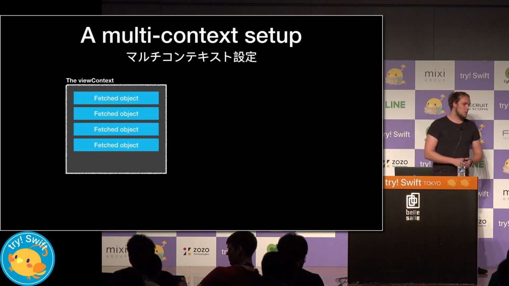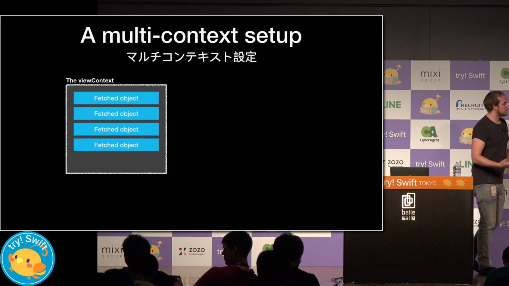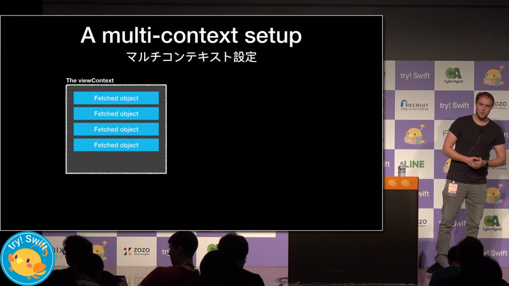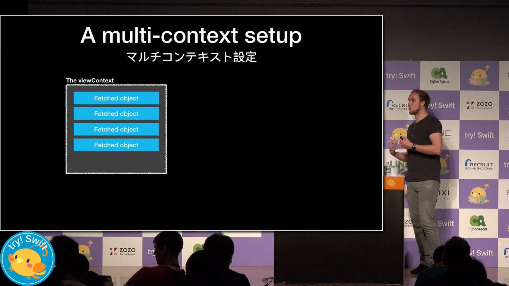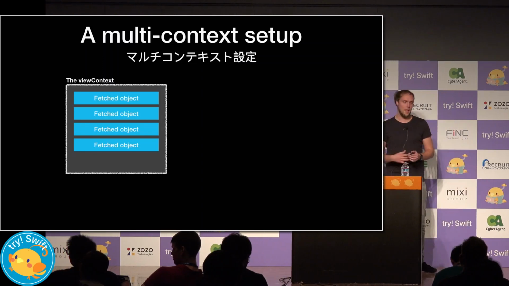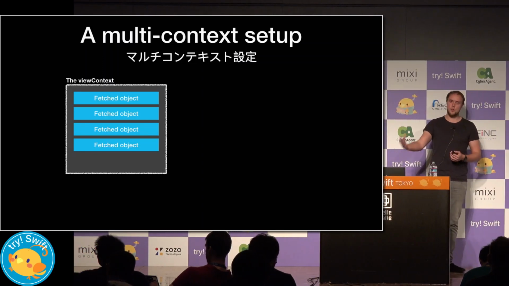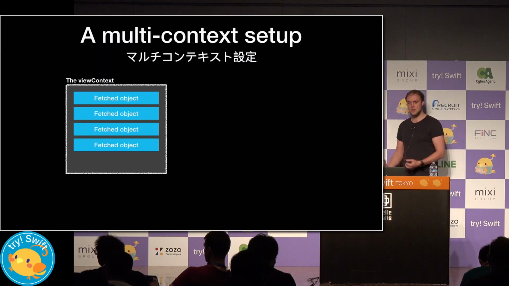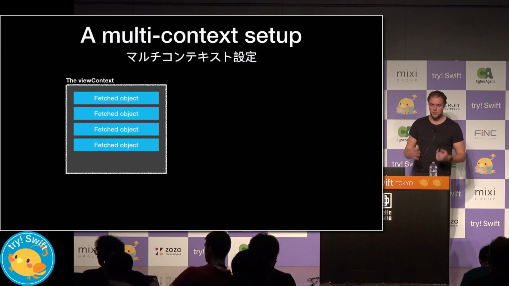So I already showed you basically this, a view context with a bunch of objects. Anytime you work with Core Data, you are doing so in a context, a managed object context. And every object that you would fetch from the database belongs to a context. They're tied together. They're not supposed to be torn apart.